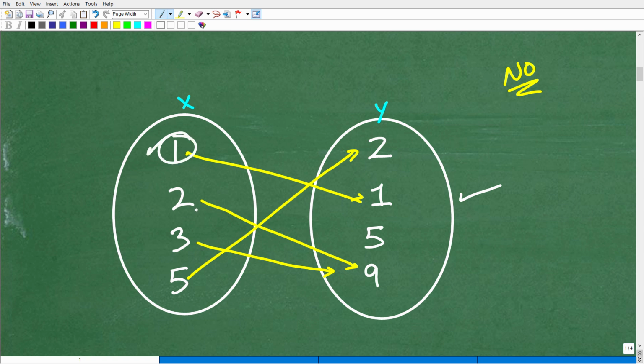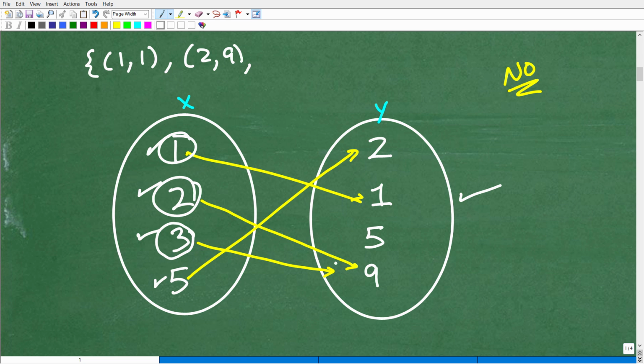So 1 is good. Does 2 point to only one value? Well, 2 points to 9, so that's good. Does 3 point to one value? Yes, it points to 9. But hey, wait a minute, 2 and 3 are pointing to the same number. That's okay. Right here, this is not an issue. And then, of course, 5 points to one number, 2. So this represents a function. And of course, you could see this if I had a collection of points. This would be the point 1, 1 right here, and then this would be 2, 9, and then we would have 3, 9.